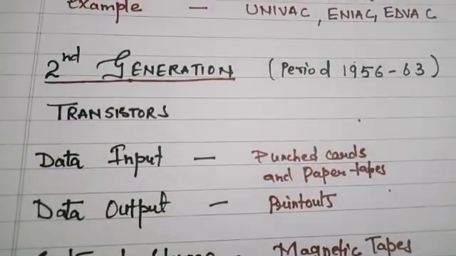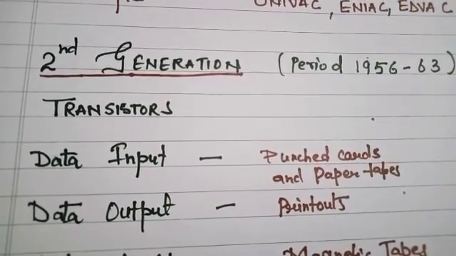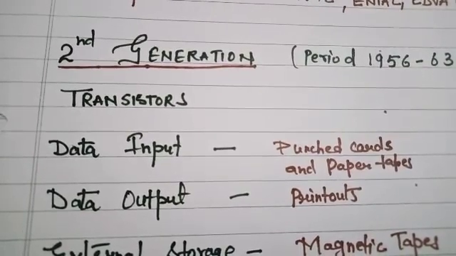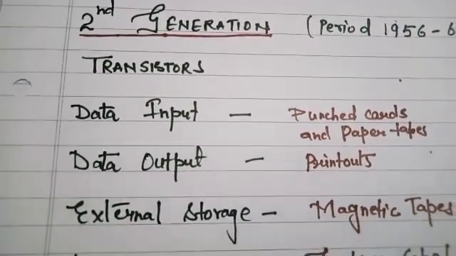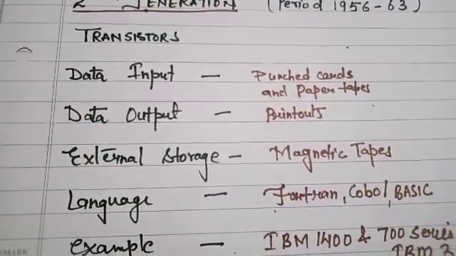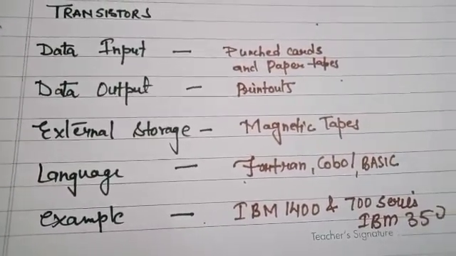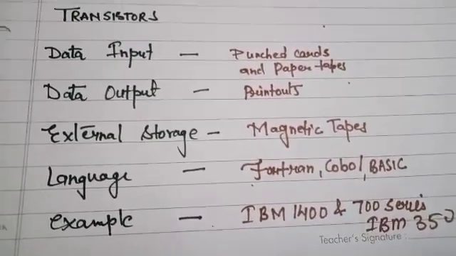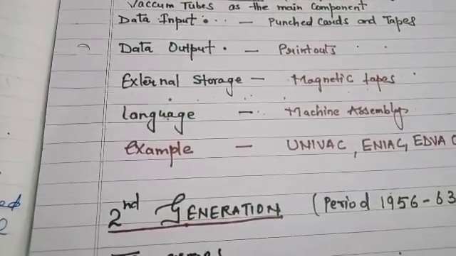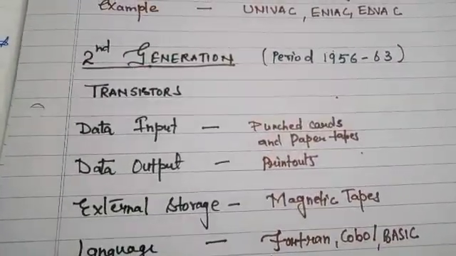Then come to the second generation. The period is 1956 to 63, and the transistor is the main component used in this generation. Data input is the same, punch card and paper tape. Data output is printouts. External storage is the same, magnetic tape. Language is FORTRAN and COBOL. Examples are the IBM 1400 and 700 series, IBM 350. In both generations, computers consume a lot of electricity, and they are very costly.